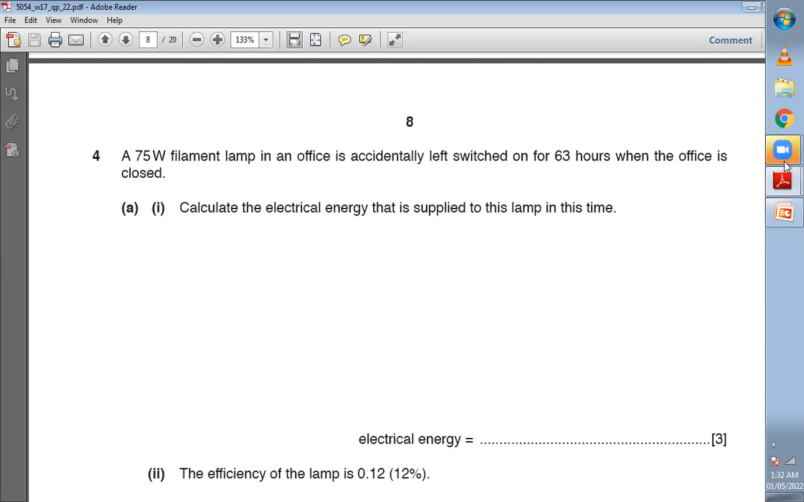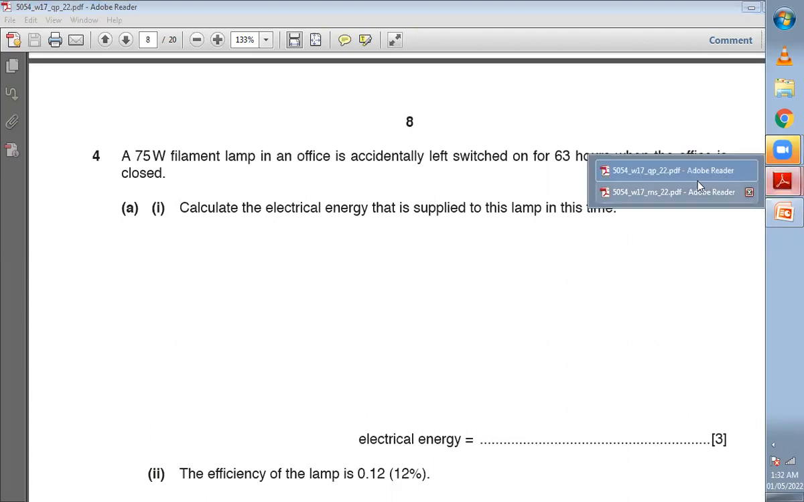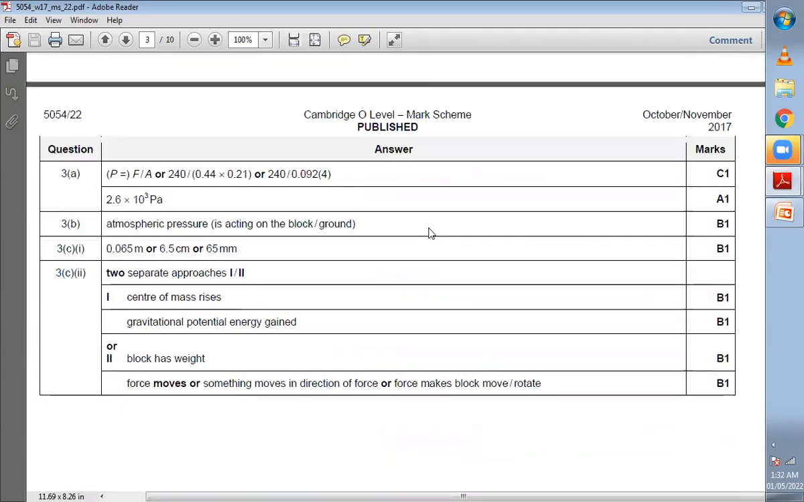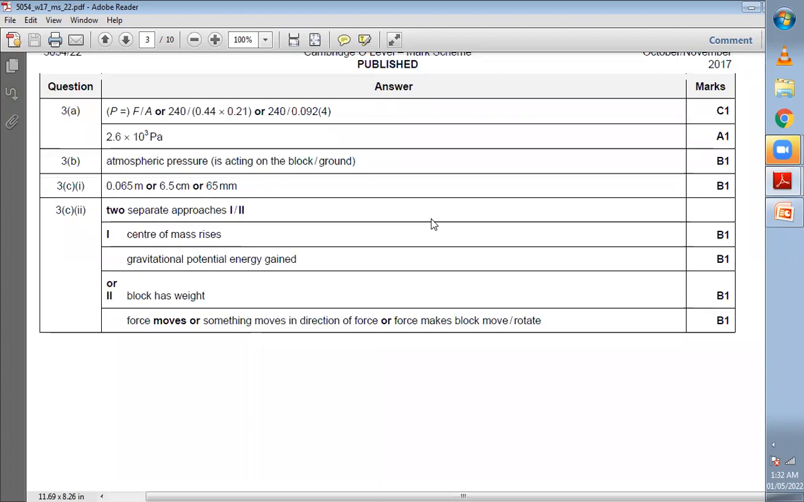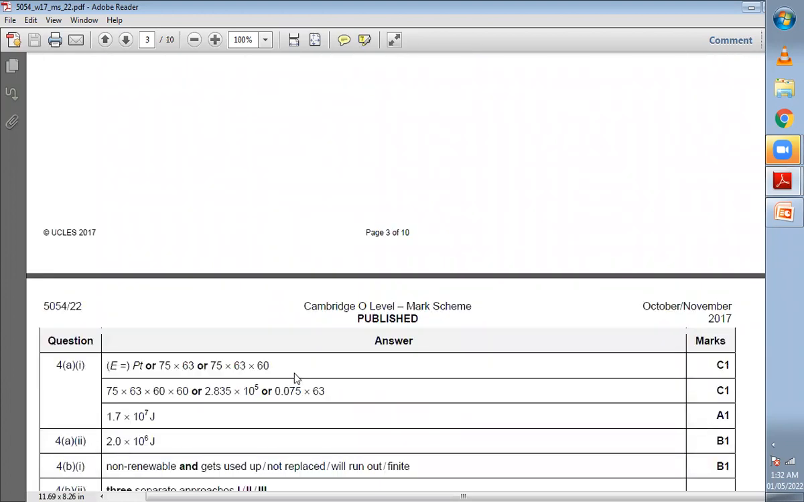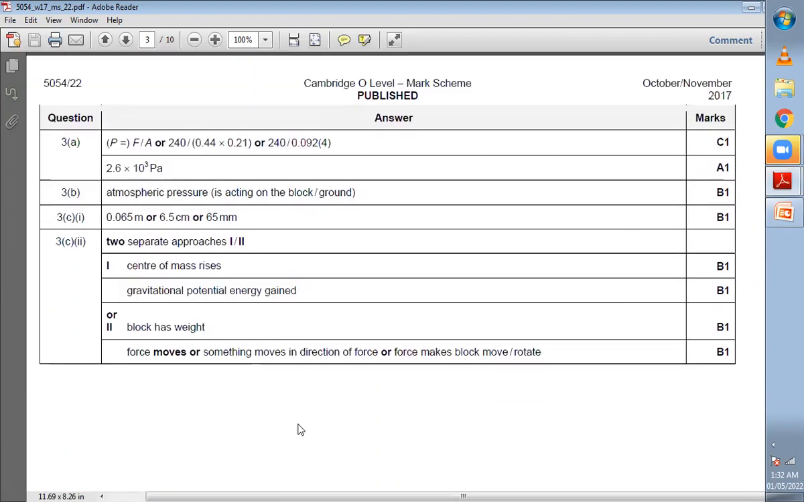So we are done with question number 3. The marking scheme of question number 3 of this paper is showing up on your screen. You can pause the video and take your time and read this marking scheme carefully. It is very important to always check the answers and compare them with the marking scheme. And I think that our answers are right.